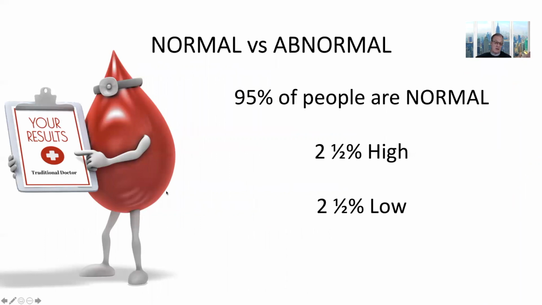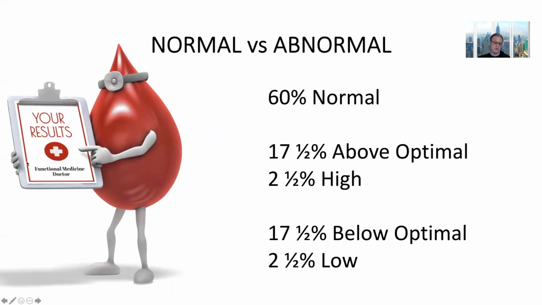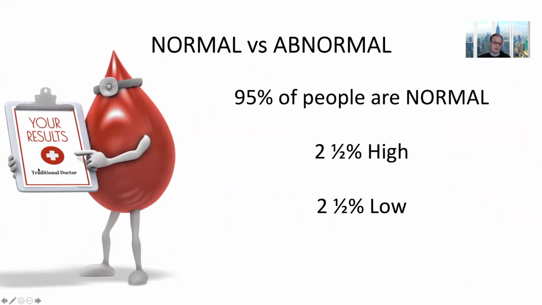So you'll see right here, this is the traditional doctor view. This is the functional medicine doctor view. So if you ever wonder about which one we're talking about, just look over here at the little blood guy's clipboard and it'll tell you. So the medical doctors assume that 95% of people are normal. 2.5 are high and 2.5 are low. Now, if you've ever been to any place where there's more than 100 people, 95% of those people are not normal. But the medical doctors are looking for disease. That's their focus. So they use some different numbers looking at the blood analysis than we do.